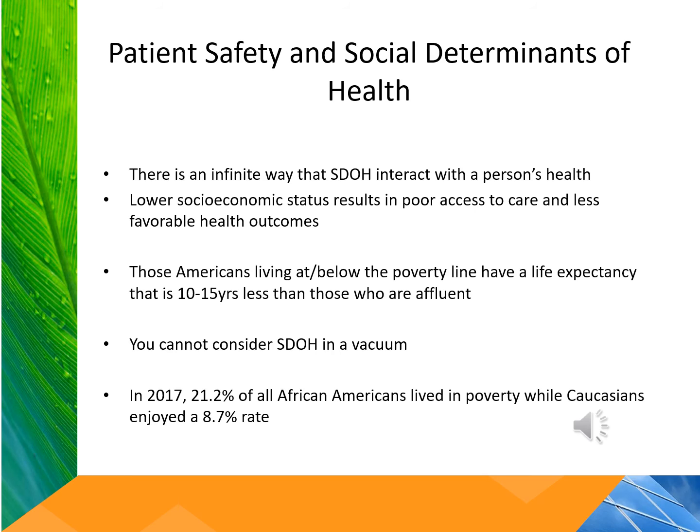To examine any one social determinant of health on its own, in a vacuum, would be misleading and inaccurate, since the interplay between the various factors is dynamic and ever-changing. For example, TalkPoverty.org reports that in 2017, 21.2% of all African Americans lived in poverty, while the white Caucasian poverty rate was 8.7%. In this simple example, we see that a population's ethnicity and race can easily become intertwined in their economic status, which in turn can impact their health and access to care.